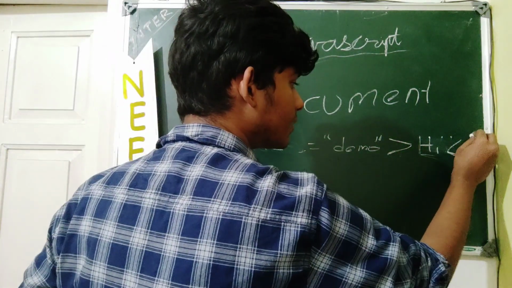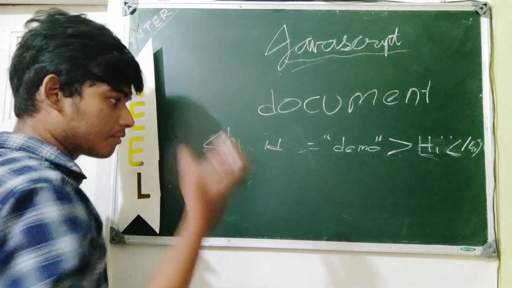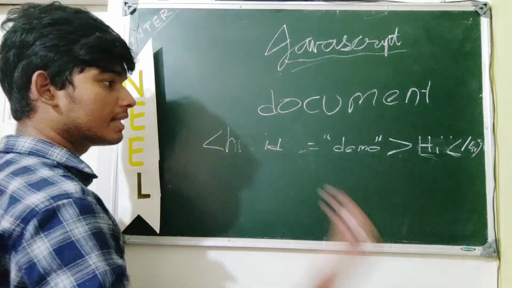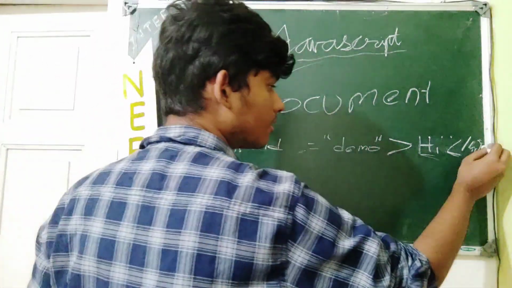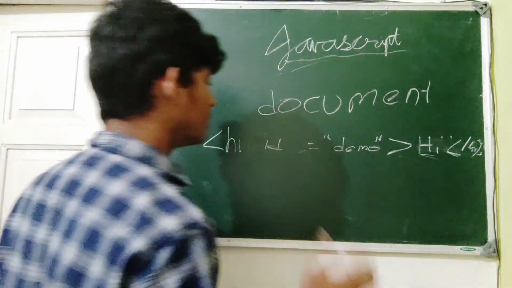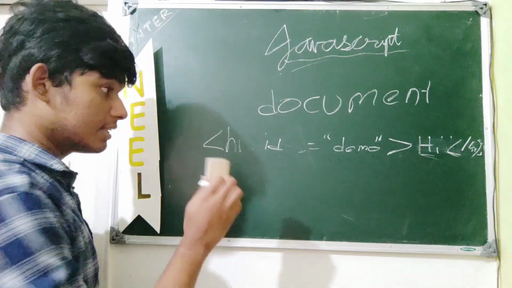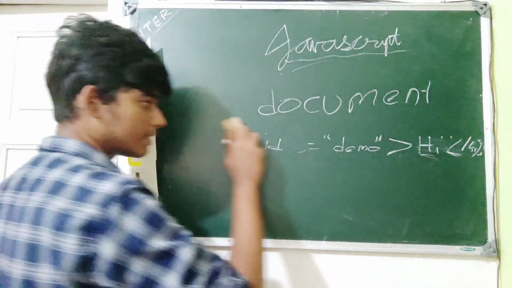So we write slash h1 here. Again, when writing HTML code, you obviously need to end anything with a slash on the right side, and one more important thing is to end it with a semicolon. So this is how you can define an ID, and this is really important. So let us remember this.